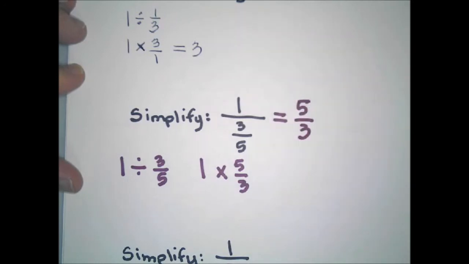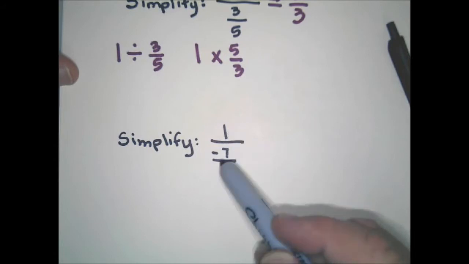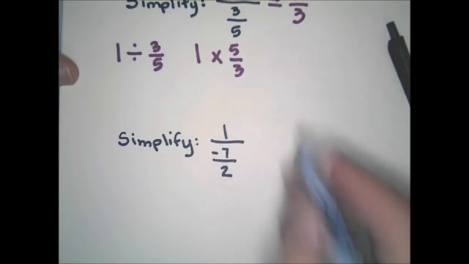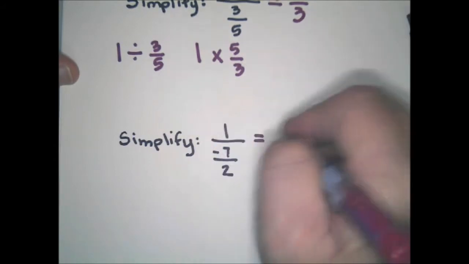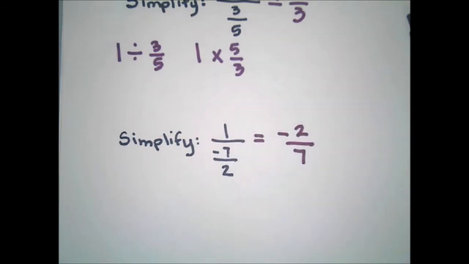5/3. Now, without having to go through this process again, I would hope you could tell us what 1 divided by -7/2 is. The answer is -2/7. Now that's going to come in real handy because you're going to see something like this quite a lot.